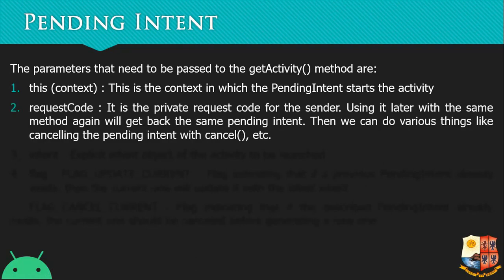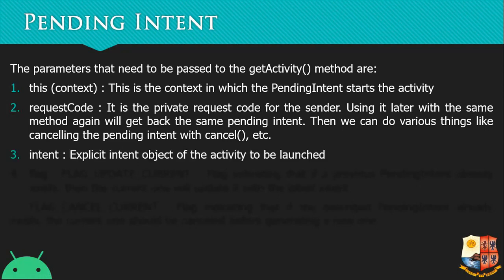Number two, I hope by now you're familiar with what a request code is. We use request code in startActivityForResult. We give some request code, and that request code is nothing but a constant number which maps a particular request to a particular code. It's like giving a register number to all the students. It is the private request code for the sender. Using it later with the same method again will get back the same pending intent. Then you can do various actions like cancelling it, etc. That's the second one, request code.